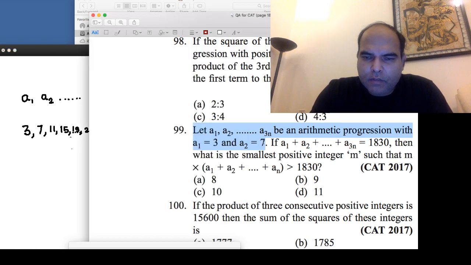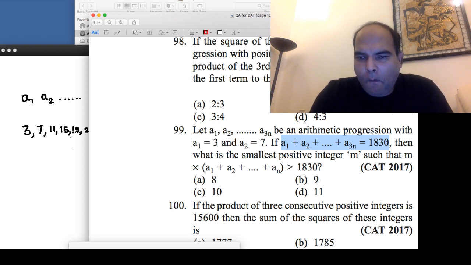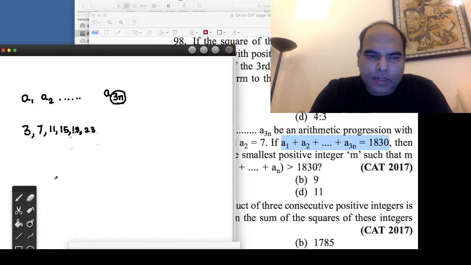And then the question moves on. The sum of A1 to A3n, this is the next trigger in the question. The value of the sum A1 to A3n is 1830. So now this is again a reaction point. You should not go ahead from this point. So A1 to A3n is 1830. That means we are looking at the sum of this series to become 1830.